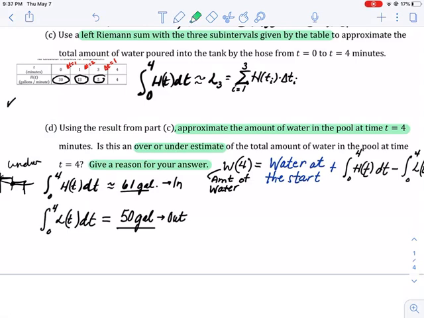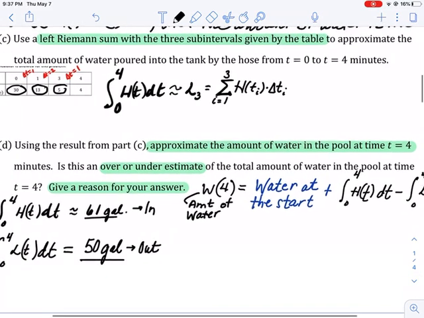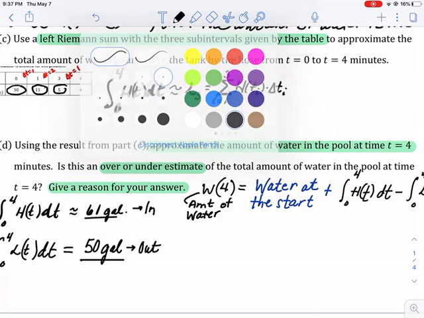So you see the integral in the first place from 0 to 4 of h of t dt is approximately equal to L of 3, which is equal to the summation from i equals 1 to 3 of h of t sub i times delta t sub i. And those delta t sub i's are different in this case. So what we're going to do is look at the data, and it looks like we start off with 30 as the h.